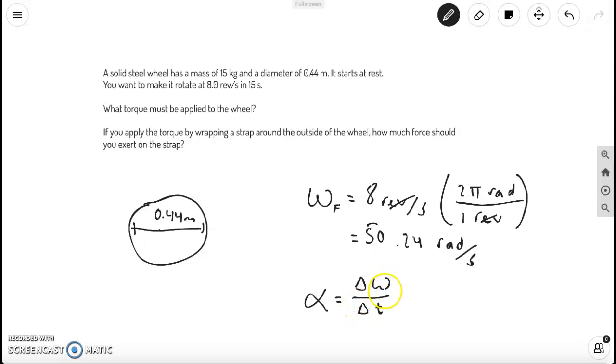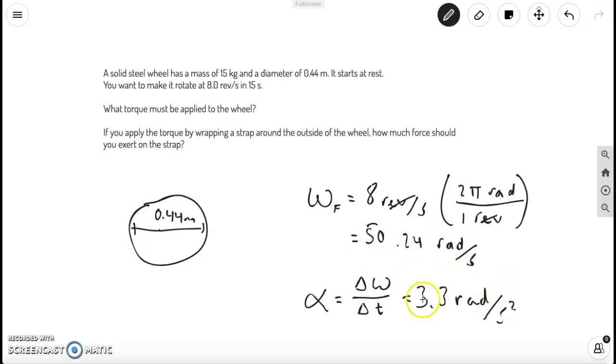If we start from 0, then our change would be that 50.24, and our time would be 15 seconds, because that's how long we want to take to get up to that speed. So 50.24 divided by 15 seconds. Now we have 3.34 radians per second squared. Okay?